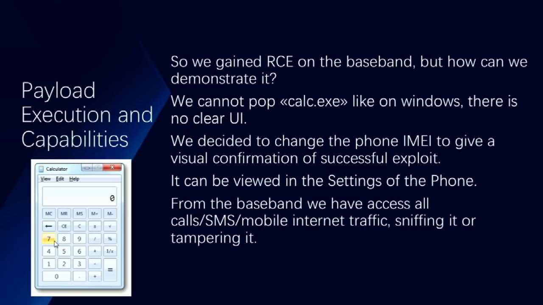So at this point, we gain remote code execution on the baseband, but we are at the competition. We need to provide visual confirmation to the judges. But the problem is there is no display on the baseband. There is nothing, and we cannot just pop a calculator like on Windows because there is no UI. So from the baseband we decided to change the phone IMEI, which is like a phone identifier. This identifier can be checked from the settings of the phone. So after our exploitation attempt, the judge can just go to settings and see if we successfully changed the IMEI to 1337.